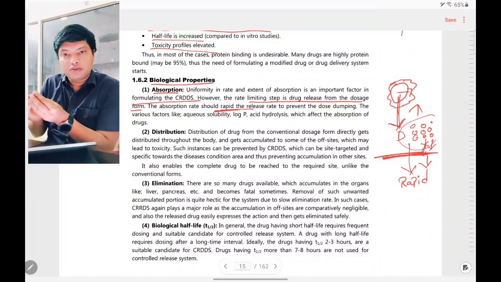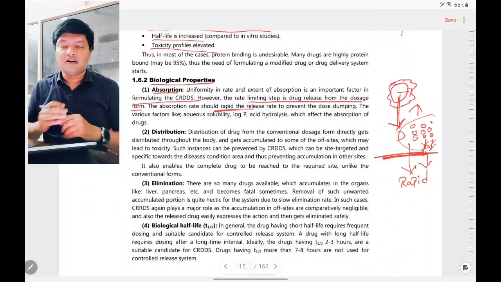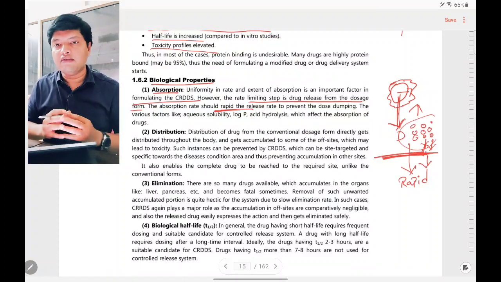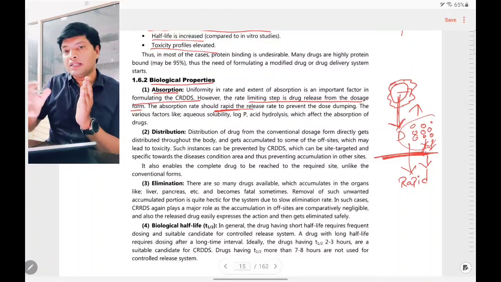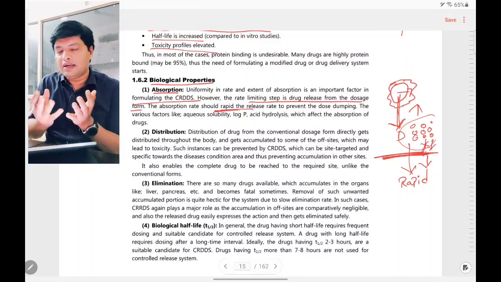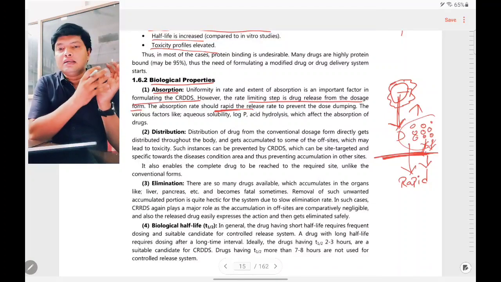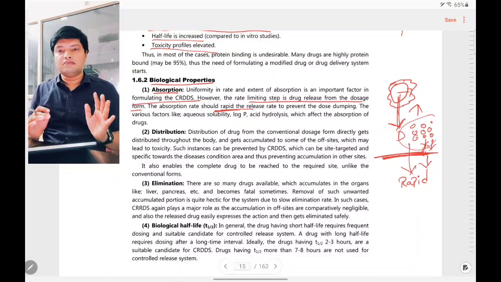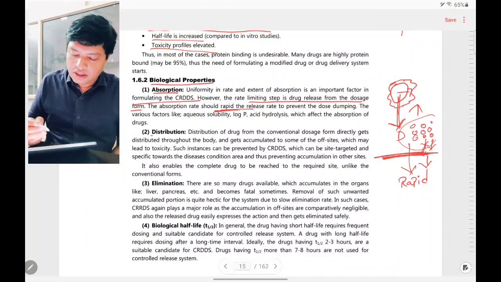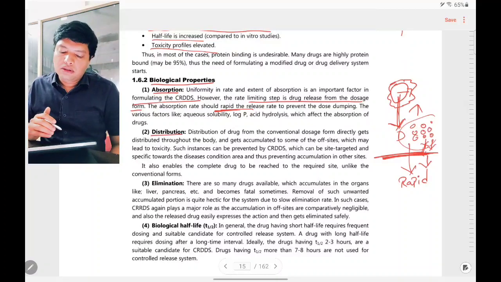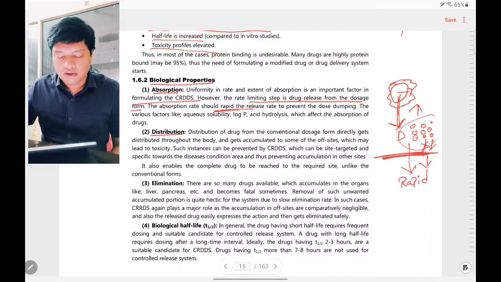Why am I assuming like that? The thing which I can only control is the release of the drug from the dosage form by designing controlled drug delivery. I don't have any control over the absorption of the drug or metabolism. It's not in our hands. What we have in our hands is controlling the release of the drug. So absorption should be rapid. Then distribution again. How does distribution affect the design of controlled drug delivery?